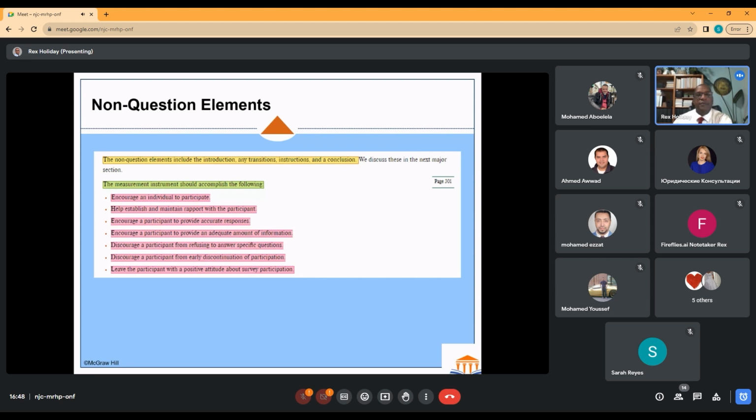Encourage participants to provide an adequate amount of information, and I think we talked about that. The closed-ended versus open-ended questions. So that can be one way to do that. Another way would be to provide more semantics, more information in the question, so that it covers everything that you want. In the case of the classification questions and how it gathers demographics, we want to make sure we have everything in there that we need.